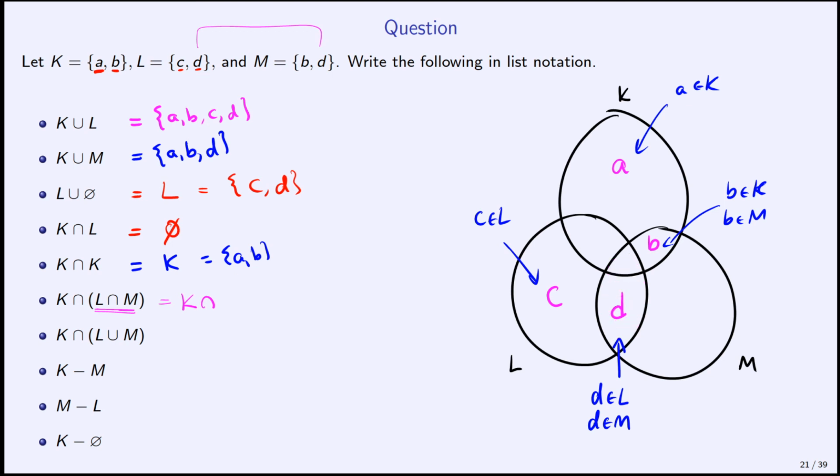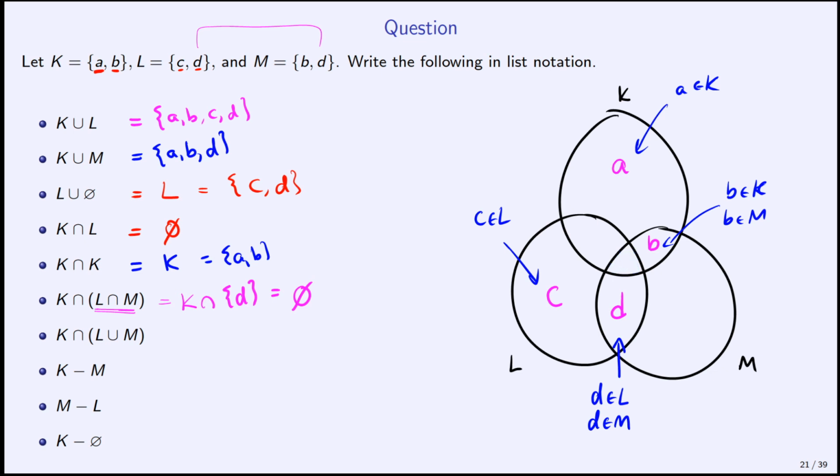Okay, so I'm taking K, and I'm taking the set containing D, and I'm asking what elements are shared between K and the set containing D. And the answer is there are no elements shared. So this refers to this tight area in the middle here. So K intersection L intersection M is the set that contains the elements that are in all three of K, L, and M. But in this case, there's no element that is shared between all three of these sets.